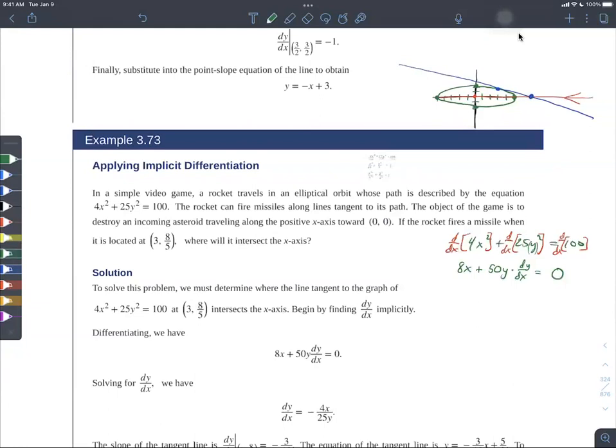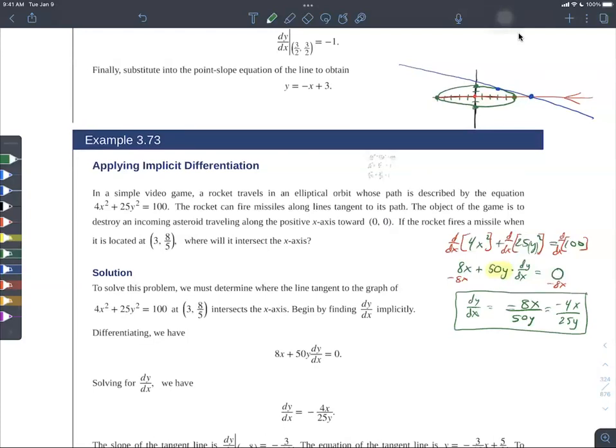Then we can solve this equation for dy/dx. So we have dy/dx equals, so we have a minus 8x on that side, and then of course we would end up having to divide by this 50y. So let's go ahead and do that at the same time, divided by 50y. And this is essentially our answer. We can reduce by a factor of 2 and get negative 4x over 25y. So this is our derivative.